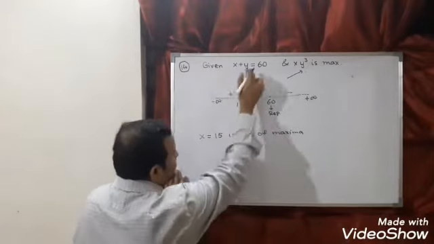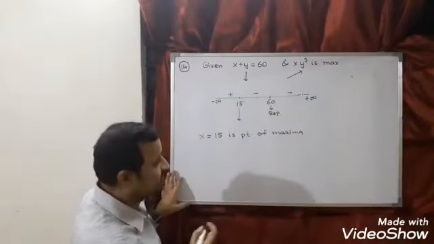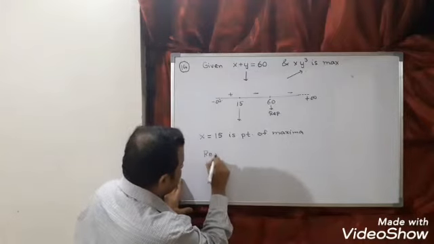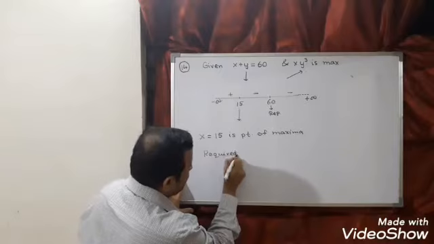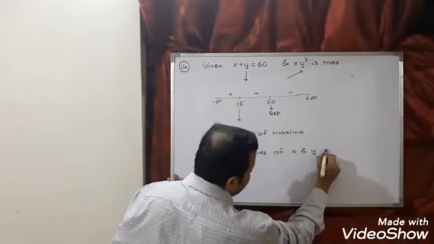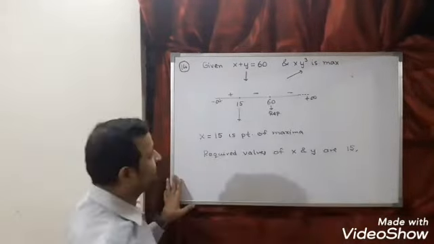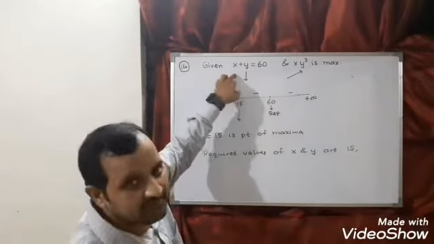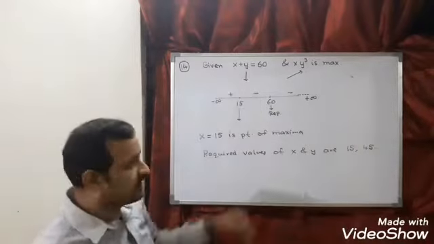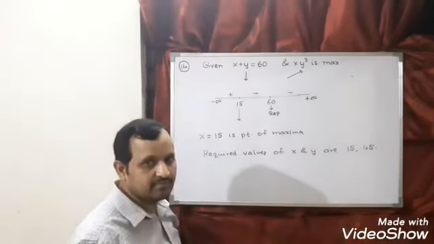Put this point in the question and you will get the required answer. But the question here is what are the values? So here I can say the required values of x and y are. So x is what? 15. If x is 15, what is y? 60 minus 15, which is nothing but 45. So this is the required solution. Just apply the working rule, everything will become clear.